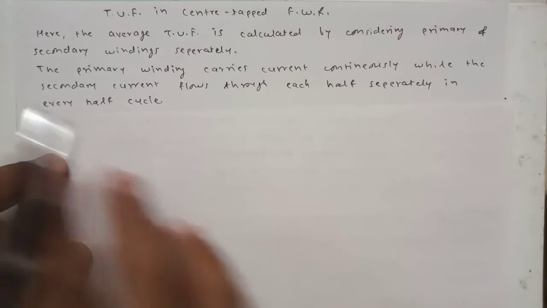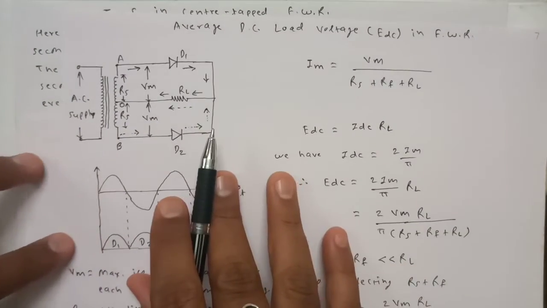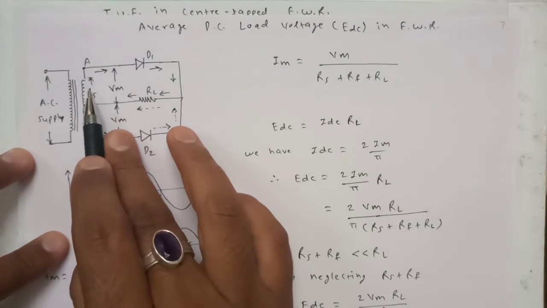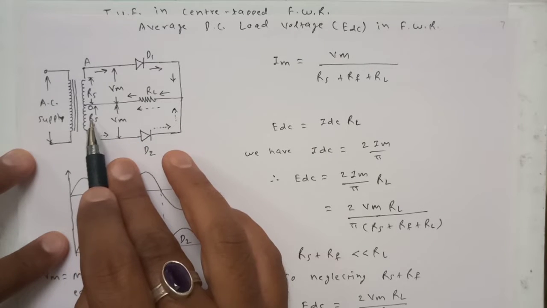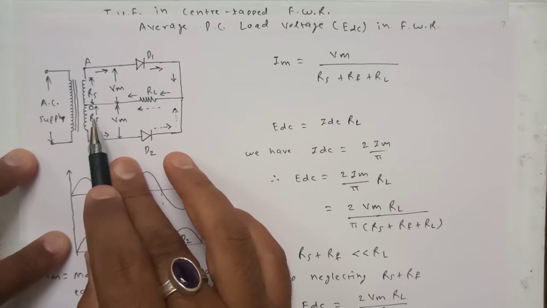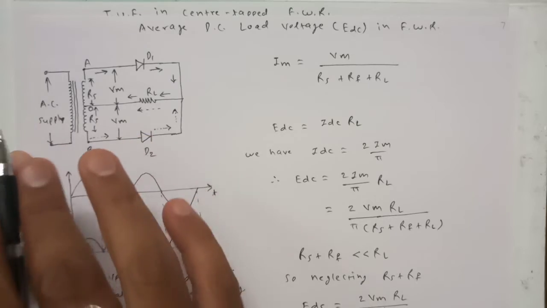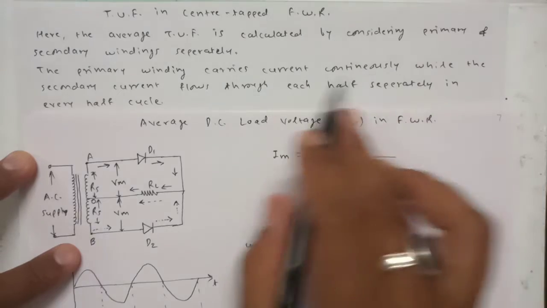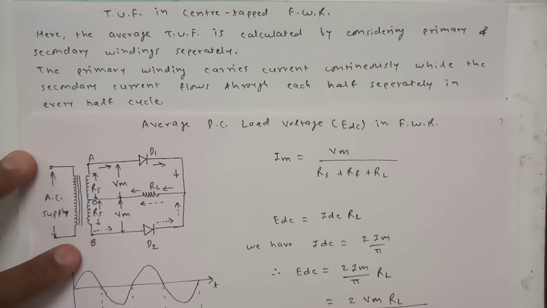What is the meaning of this? Meaning is very simple. While discussing the working of this circuit, we discussed very well that during the positive half cycle, the current is carried only by the upper portion of this winding. During the negative half cycle, it is carried by the lower portion. So this is as far as the secondary is concerned. But what about primary? In primary there is always a current, whether it's a positive half cycle or negative half cycle. So that was the meaning of this: the primary winding carries the current continuously, while the secondary current flows through each half separately during each half cycle.